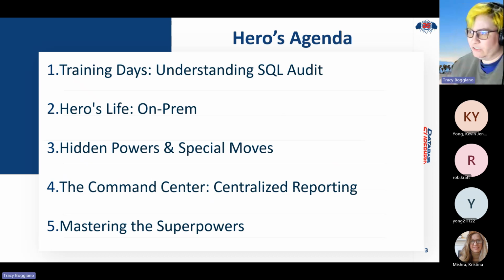So basically, our heroes agenda for today is we're going to go through training days, making sure we understand what SQL Audit is and how it got started. Our hero's life on-prem, looking at some hidden powers and special moves, going through how you would set up a command center as far as centralized reporting goes, and then just summing up how we mastered our superpowers.